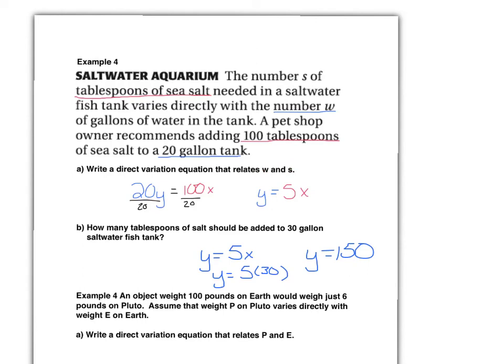And again, if I did it like the instructions say to here, it would look like this: W is equal to 5S. So for every gallon of water, we need 5 tablespoons of sea salt. And that's kind of what we have for our direct variation equation. So what I did was I took it down below and I plugged in 30 for x, just like I did in the previous two problems, and I found my answer to be 150 tablespoons for a 30-gallon tank.